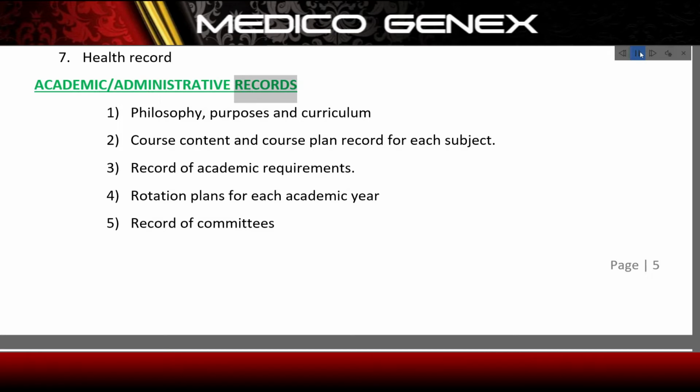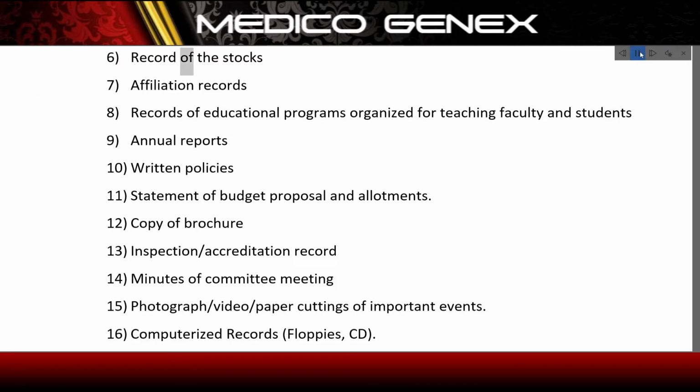Academic and administrative records: philosophy, purposes, and curriculum. Course content and course plan record for each subject. Record of academic requirements. Rotation plans for each academic year. Record of committees. Record of the stocks. Affiliation records. Records of educational programs organized for teaching faculty and students.